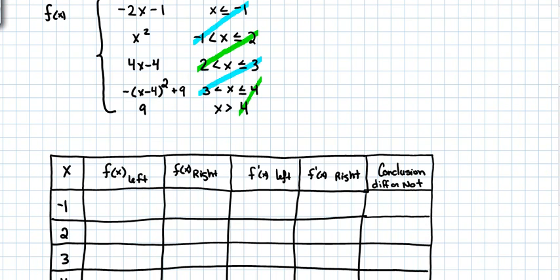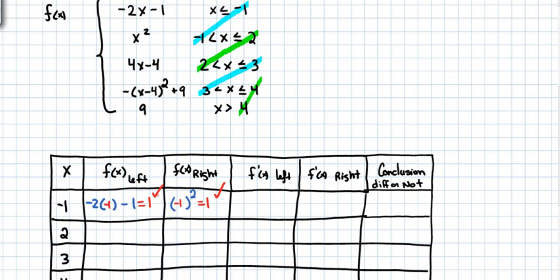But in this first case, f of x would be -2 times whatever x is minus 1 from the left. And from the right, it would be whatever x is squared. When I plug -1 in, I get 1 on the left and 1 on the right. So we have continuity at x equals -1.